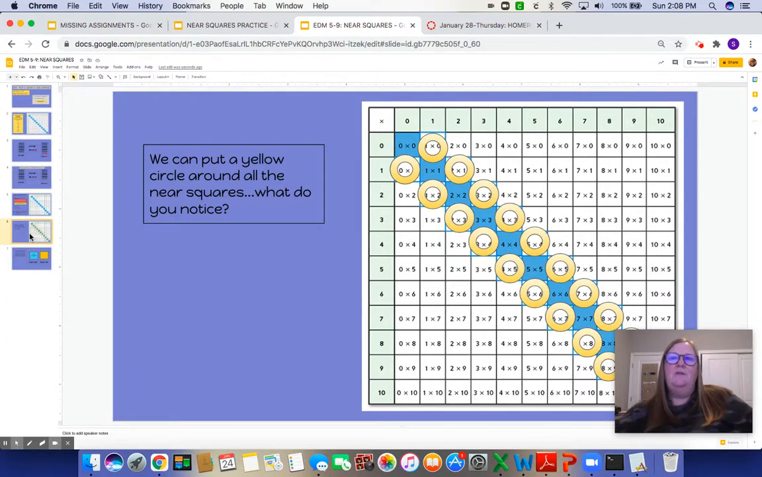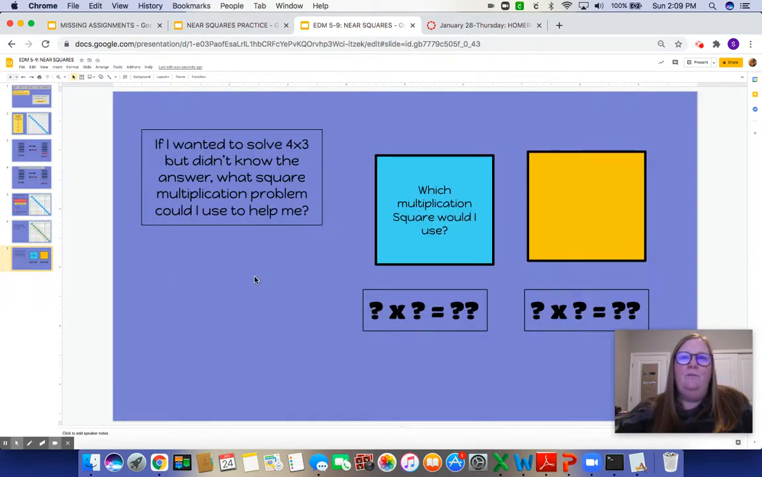Let's take a further look at this multiplication chart. We can put a yellow circle around all the near squares. So they're almost a square, but the products aren't the same number. They differ by either taking one away or adding one. And hopefully you notice that. Here we have 1 times 1. The near square would be 2 times 1. So it's just adding one more to the first number or taking one away. The one to the left is 0 times 1. But you notice that they are right beside the square multiplication problems. So we're going to use the square problems to continue helping us figure out these near square multiplication problems.